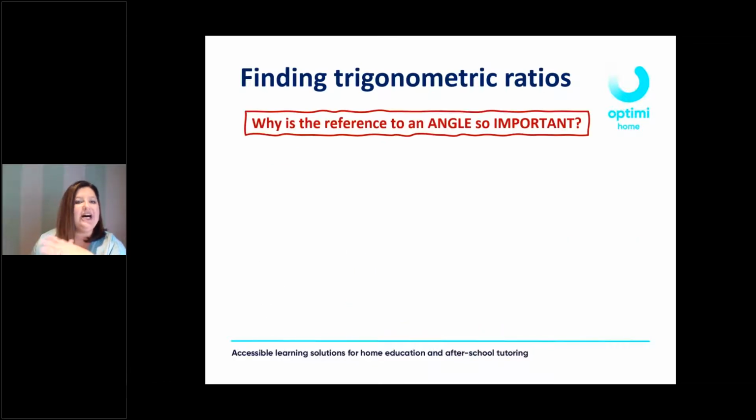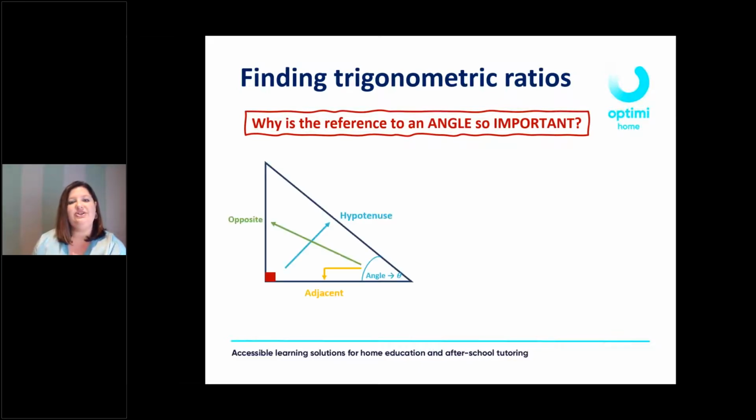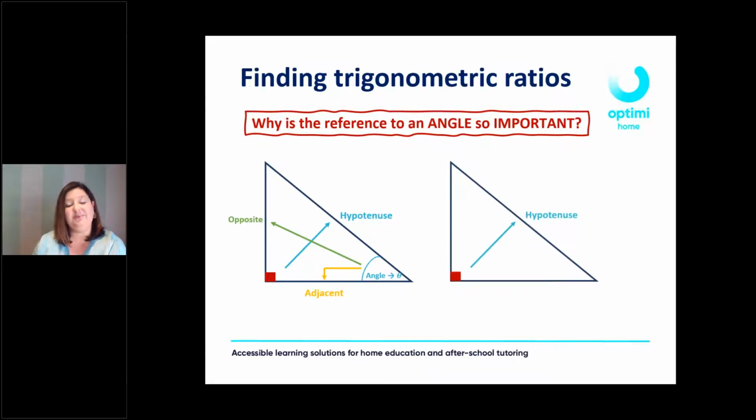Right. So why do you think a reference to a specific angle is so important? I'm going to show you two scenarios. The one we looked at just now, where we used theta, we identified the hypotenuse, the opposite side, and the adjacent side. So what happens if I choose another angle, which is not the theta angle that we've chosen now? I'm going to choose the top one over there, and call it beta.